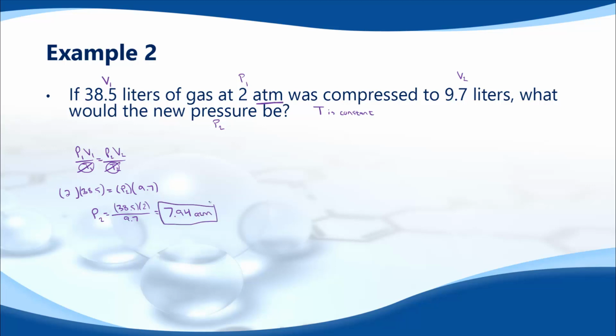Right, so that is the easy version of the combined gas law, just 2 variables. Again, we just ignore what remains constant and solve it as always.